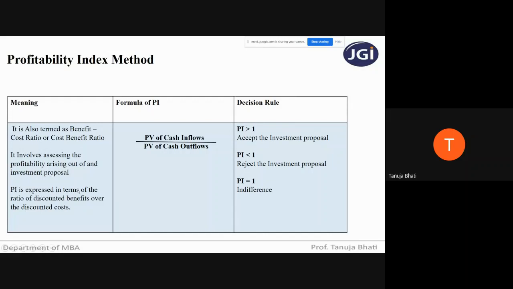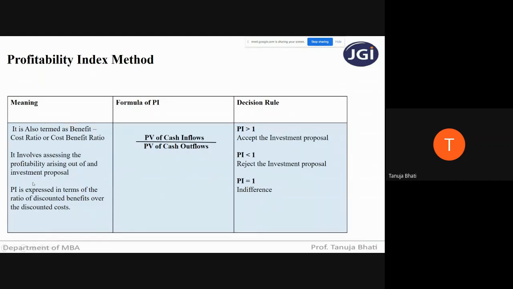PI is expressed in terms of the ratio of discounted benefits over the discounted cost. So when I use the word discounted, it means present value. Suppose here if the word would be compounding benefits, then it would be future value. In module number 2, we have done two techniques, compounding and discounting. Discounting technique is used to find out the present value. Compounding technique is used to find out the future value.